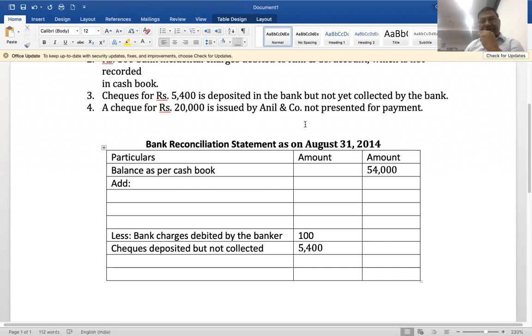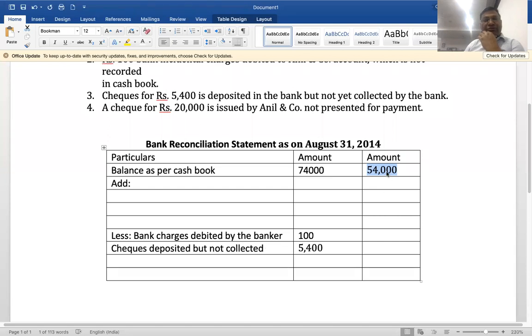Okay, this company, but not presented for payment. When you issue a 20,000 check, to that extent the amount is reduced. Actually, this amount would have been 74,000. But as soon as you issue this check, what happens? It became 54,000, right? But as per the passbook, this is unchanged. There's no change in the passbook.